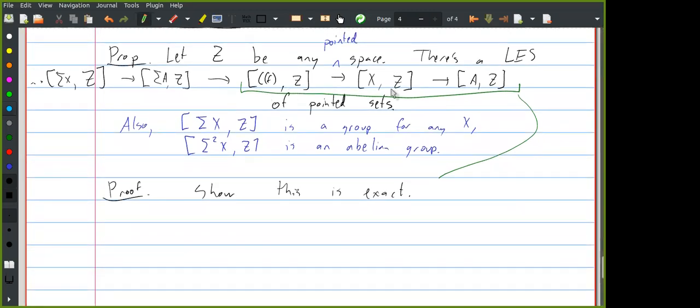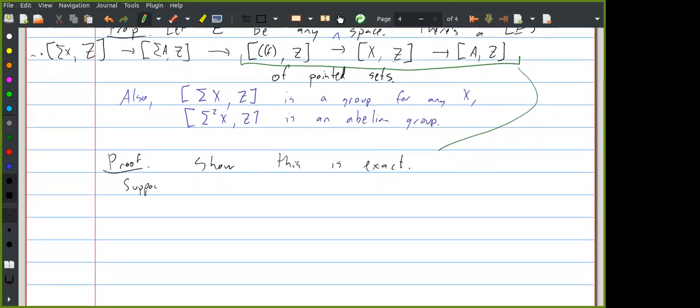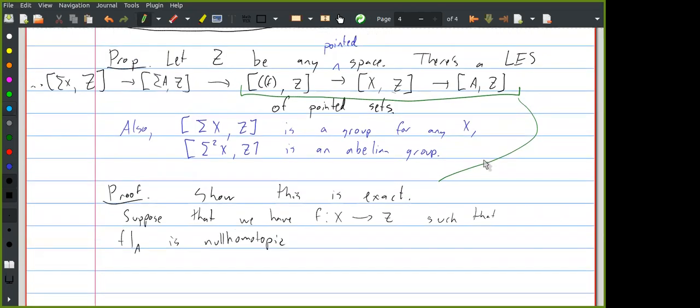So in other words, we need to show that the image of the map from maps from the cone on F into Z to maps from X into Z is the same as the kernel of the map from maps from X into Z into maps from A into Z. So let's suppose that we have a map such that F restricted to A is null homotopic. Let me give these maps names. Let's say this is phi and this is theta. So F is in the kernel of theta.